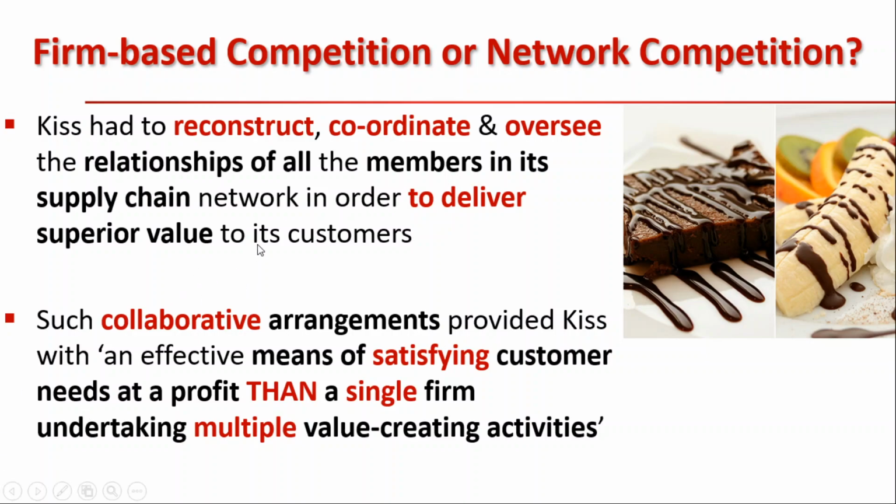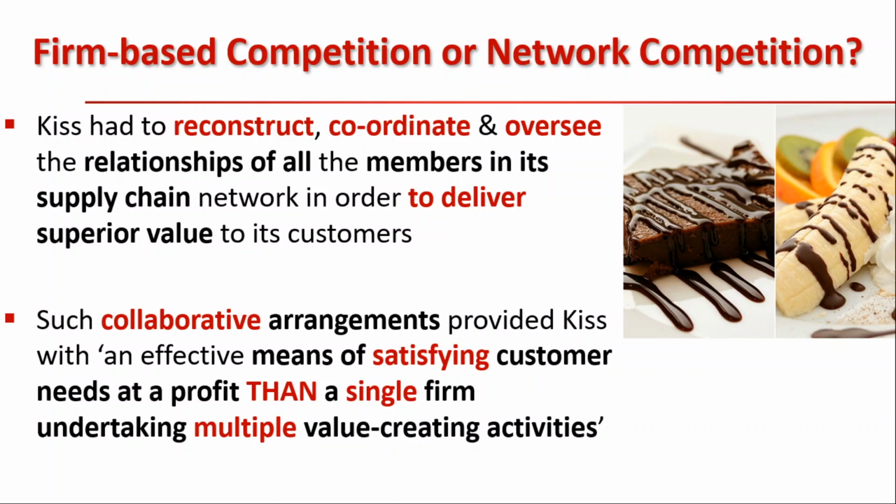So what KISS had to do here is reconstruct, coordinate and oversee the relationships of all its members in its supply chain. And once they did that, this is where they were allowed to deliver superior value. I mean to say, think about it. You go to a bakery to return a stale bread. Chances are they wouldn't really take it back. However, with KISS they would actually do that replacement.